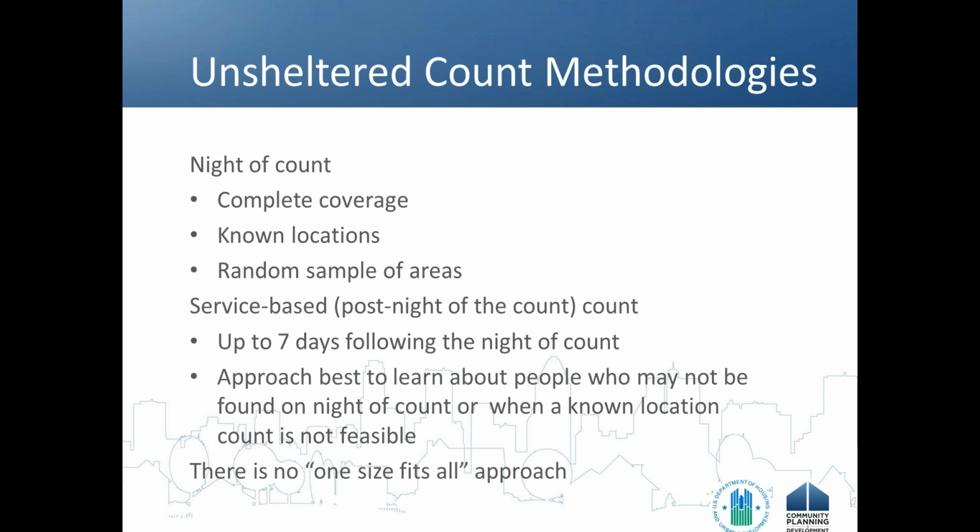Finally, we recognize that there's no one-size-fits-all approach, so we don't expect everybody to do a census count. It'd be nice, but we don't expect that. It would be virtually impossible, especially for some of our larger state areas. So that's one of those things we recognize, and we're open to seeing different types of methodology. However, they need to be within the confines of the 2 methods I stated above, which are the night of the count and the service-based. Again, lots of variation within there, but those are the 2 methods to work within.